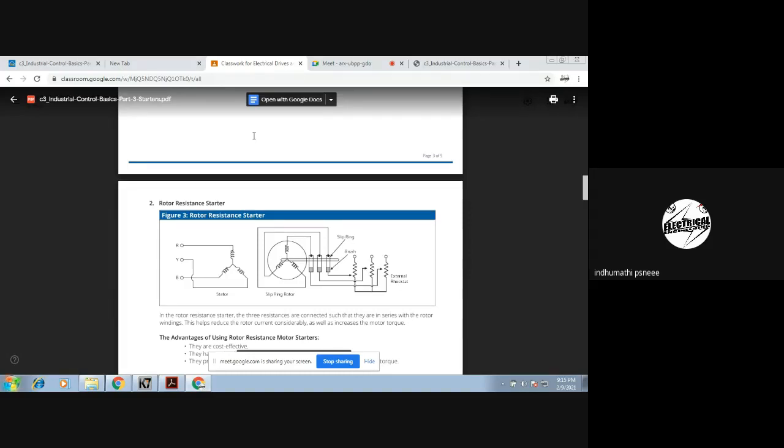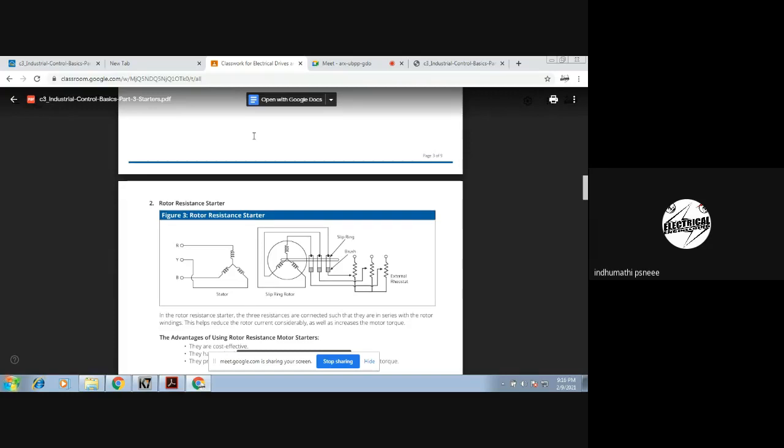In the rotor resistance starter, initially there is heavy voltage, and from that heavy voltage we have a large amount of current. As the speed increases, the resistance is connected on the rotor side, and from that rotor side resistance the current gradually decreases. So that is the rotor resistance starter.